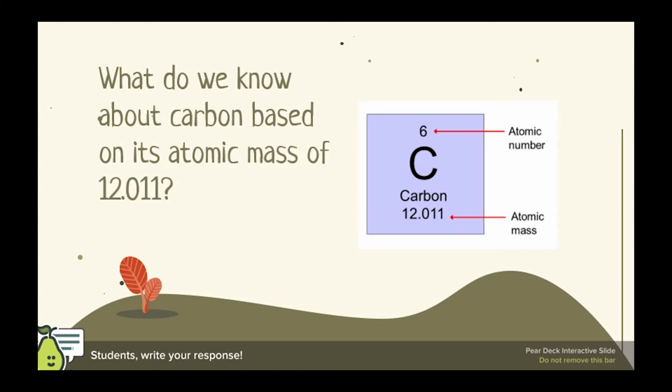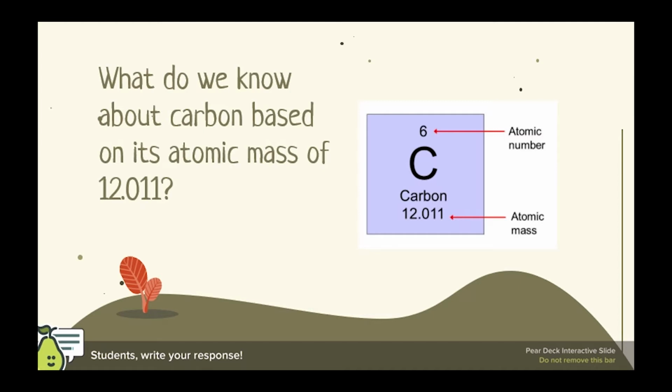Then I asked students, what do we know about carbon based on it having an atomic mass of 12.011? This was a bit trickier. We didn't use atomic mass so much last semester. But then we remembered that we could find the number of neutrons by subtracting the atomic number from the atomic mass. That's because the atomic mass corresponds to the mass of the atom, which is our protons, our neutrons, and electrons. Because electrons are so small, though, we really only include the protons and neutrons in the calculation for atomic mass. Since we know the number of protons, 6 for the atomic number, we can subtract that from the atomic mass to get the number of neutrons.